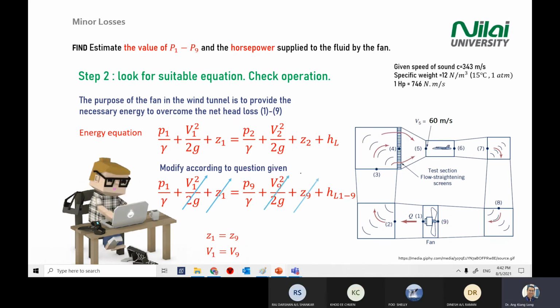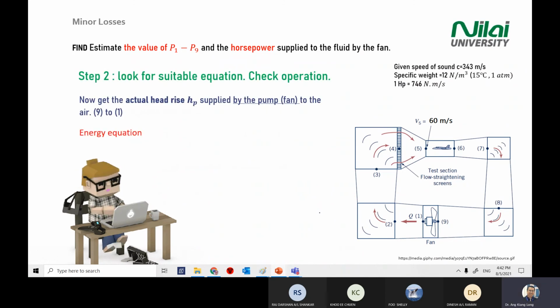Then you will arrive at this equation: P1 divided by specific weight gamma, minus pressure at point 9 divided by specific weight, equal to the heat loss from point 1 to point 9. Okay, and I move forward.